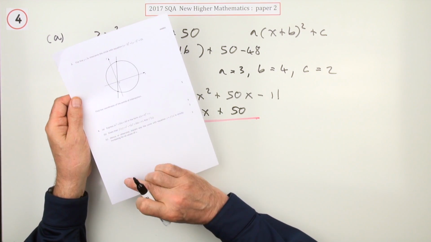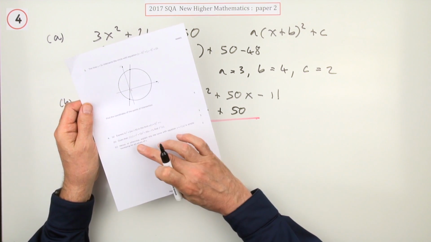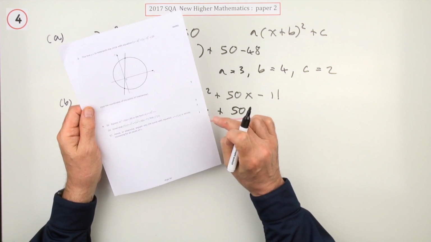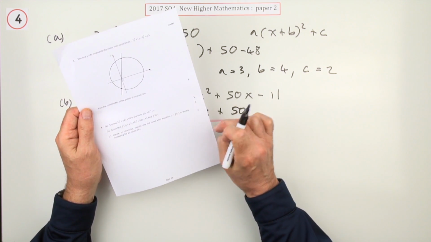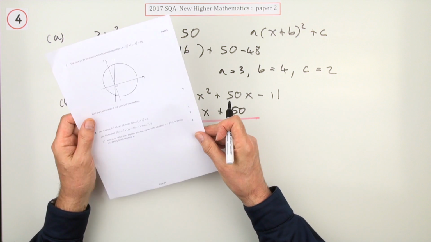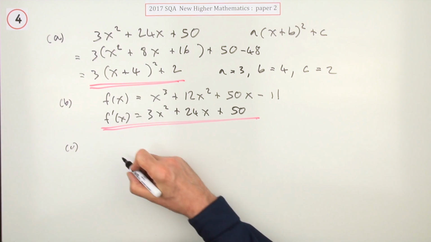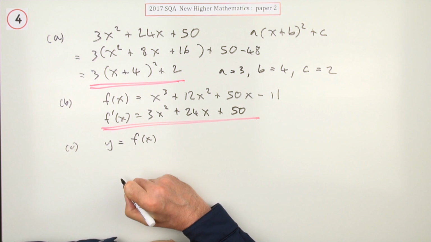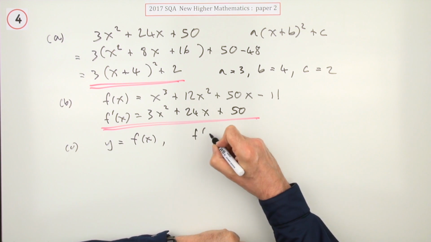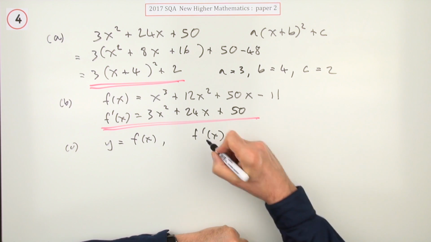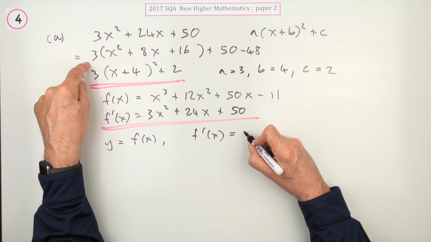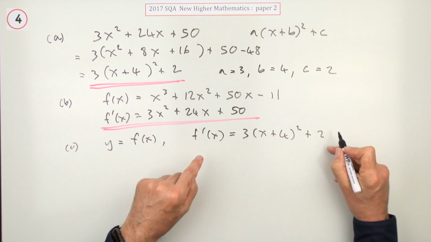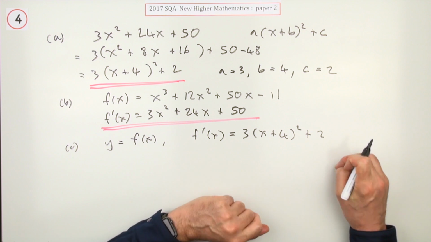Now, hence or otherwise, explain, I suppose otherwise might be by drawing a table of signs, a nature table. Hence or otherwise, explain why the curve with this equation, y equals f of x, is strictly increasing. Well, if y equals f of x, and f dashed x is equal to this, that means f dashed x is equal to 3 times x plus 4 squared plus 2. That's the formula for the gradients.